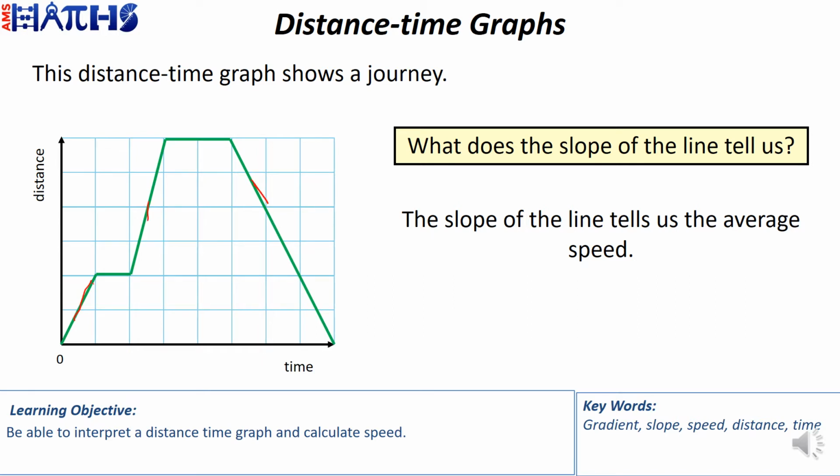So when we look at our slope or the gradient of the line, it will tell you how fast the object is moving. Now, the steeper the line is, the faster the object is moving, the faster the speed. I'd like you to pause the video and make a note of this, then resume the video when you are ready to move on.